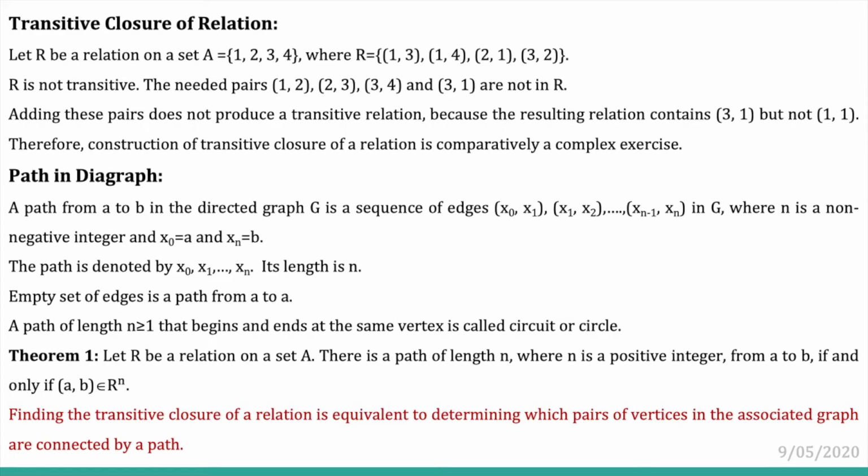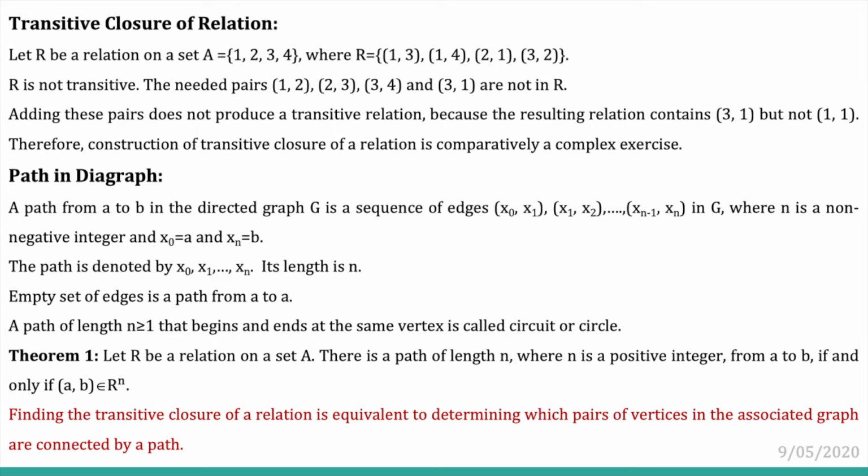This is because when we add, for example, an ordered pair (3, 1) into the relation, the already present ordered pair (1, 3) makes it necessary for us to also include the ordered pair (1, 1) into the relation for it to be truly transitive. It is because of this that finding the transitive closure of a relation becomes a bit tedious procedure.